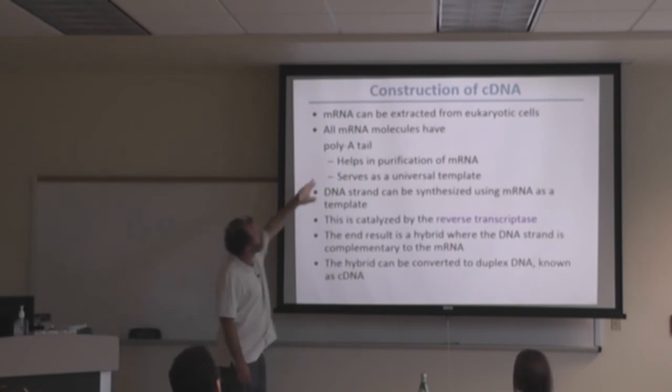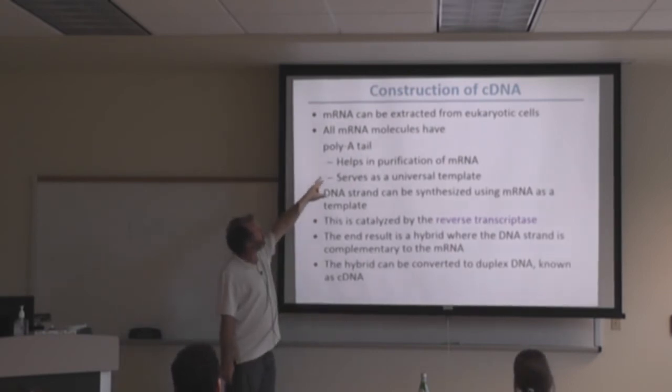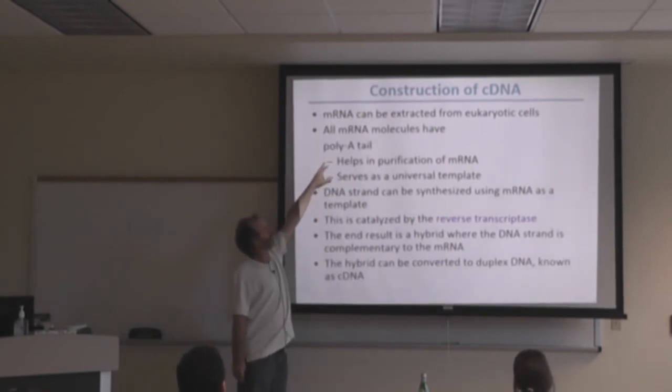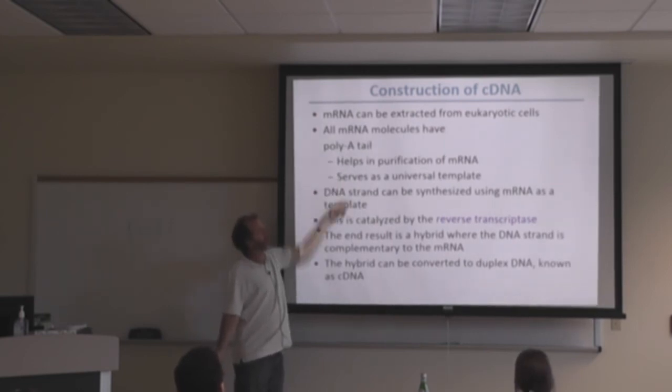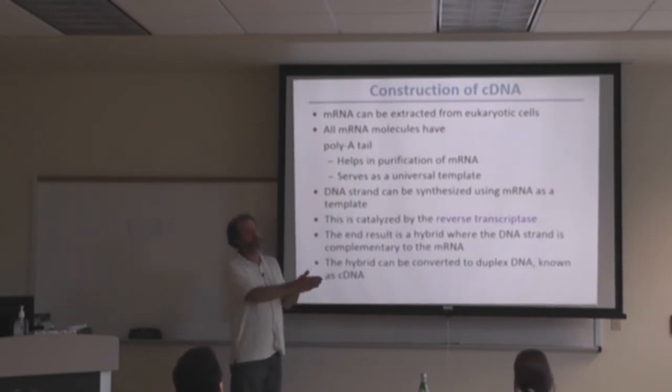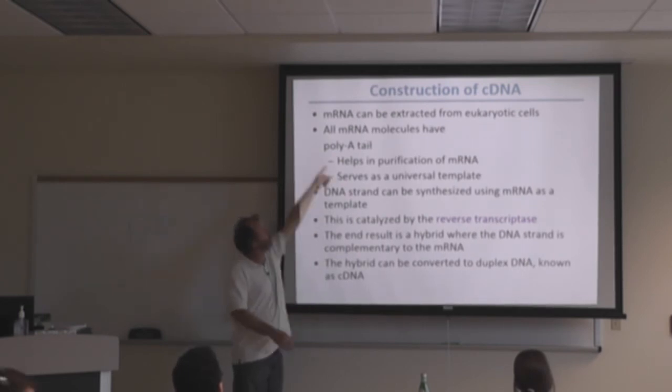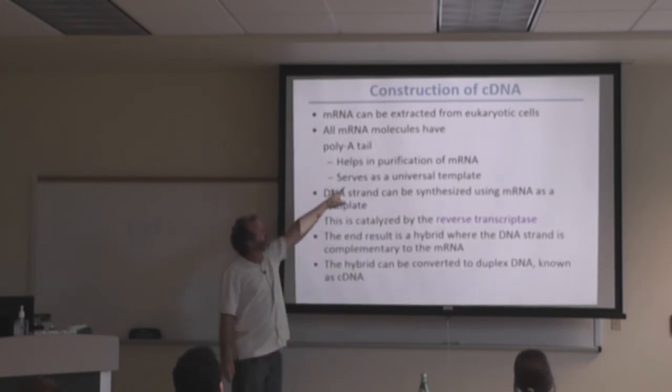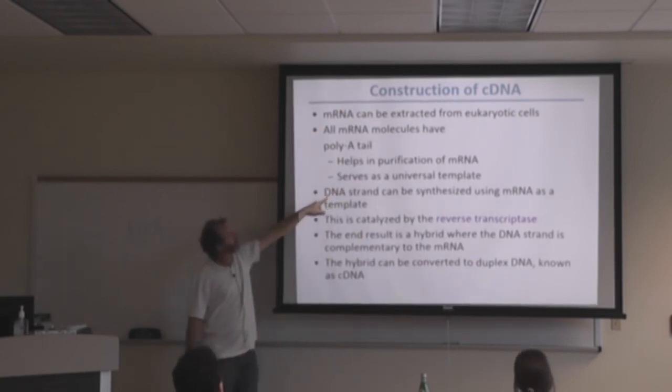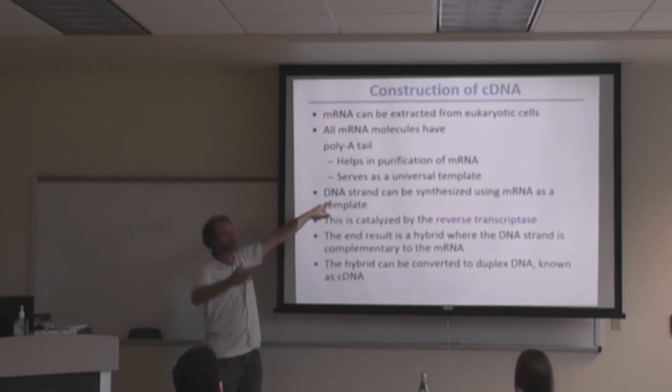One, mRNA can be extracted from the eukaryotic cell. All mRNA from eukaryotes has a poly A tail. This helps with purification because you can have a poly T column that will bind to the poly A tails and trap all the RNA there. It also serves as a universal template, so your initial primer can be poly T also.